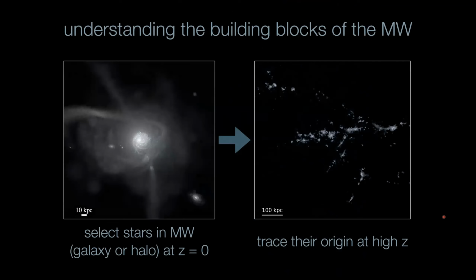Again, one of the real uses of these simulations is we know they form Milky Way-like galaxies at redshift 0, and so we can go back and look across time, connecting the dots to what was going on at arbitrarily high redshift.